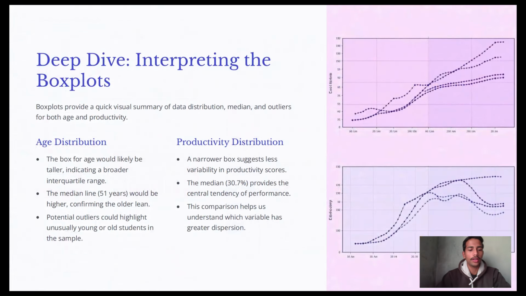Box plot. The box plot highlights a clear contrast between the two variables. The age box plot is tall, visually confirming the high variation we just discussed. On the other hand, the productivity box plot is much narrower, showing the productivity scores were far more consistent across the group than their ages were.